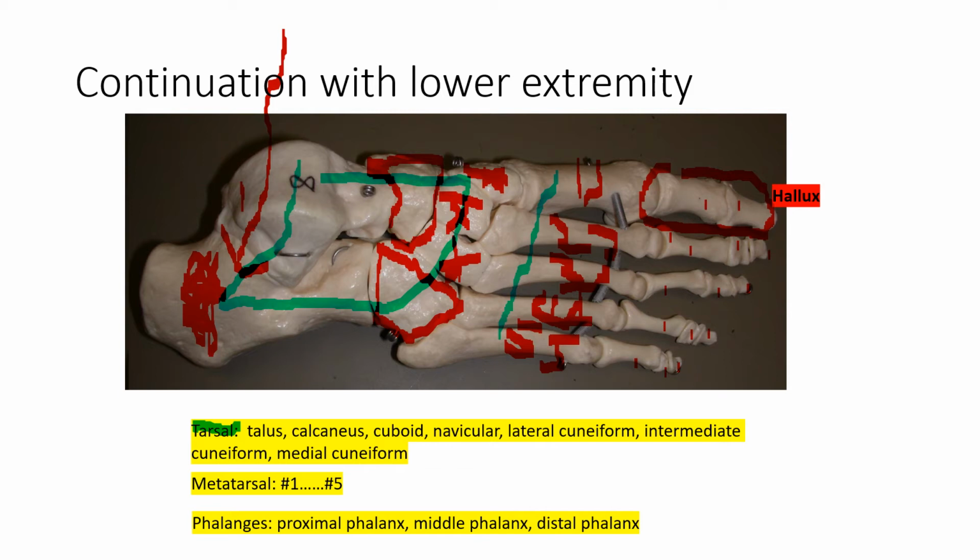For the metatarsals, they are also named the same way: metatarsal 1, 2, 3, 4, 5, but metatarsal 1 is on the same side as the big toe, then metatarsal 2, metatarsal 3, metatarsal 4, and the last one would be metatarsal 5. Once again, let me repeat this. Metatarsal 1, metatarsal 2, metatarsal 3, metatarsal 4, and metatarsal 5.